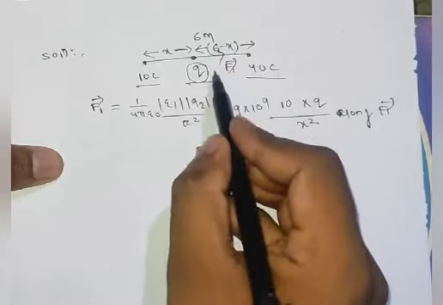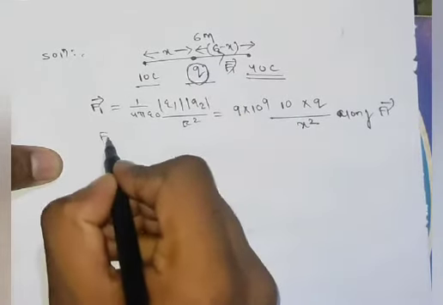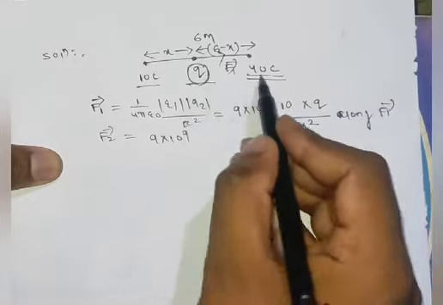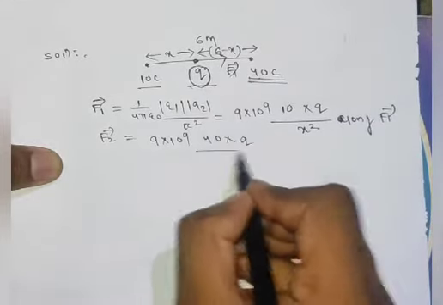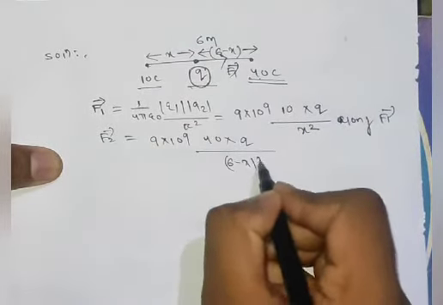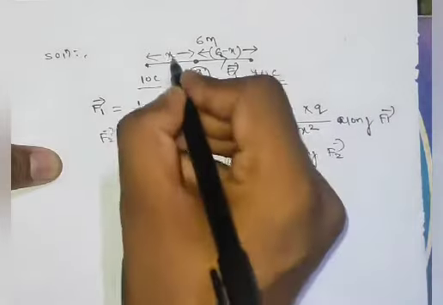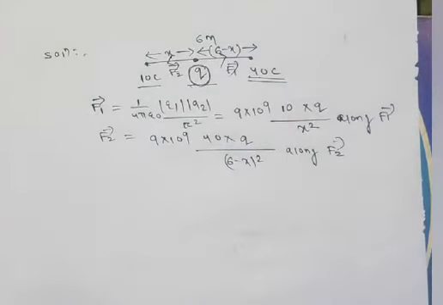Now I shall calculate the force on Q due to 40 coulomb. So that will be 9 into 10 to the power 9, Q1 is 40, Q2 is Q, and distance r is (6 minus x) whole square. That will be directed along F2. F2 will be directed along this direction.